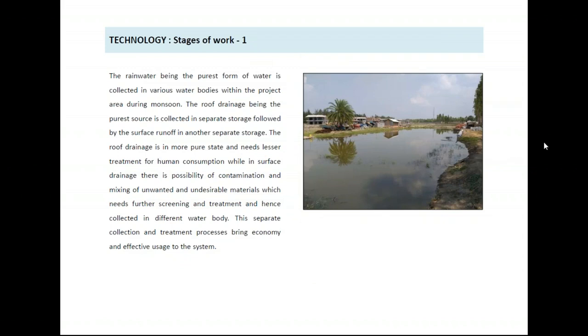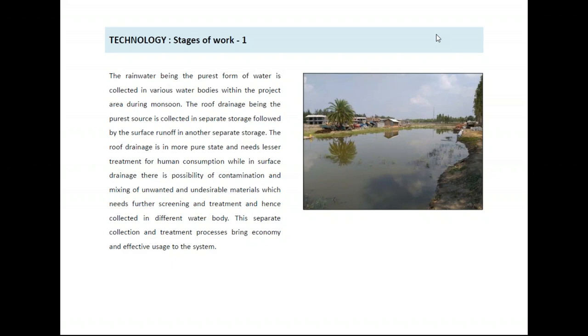Now all the stages are being narrated here. So in stage one, the rainwater, being the purest form of water, is collected in various water bodies within the project area during monsoon.